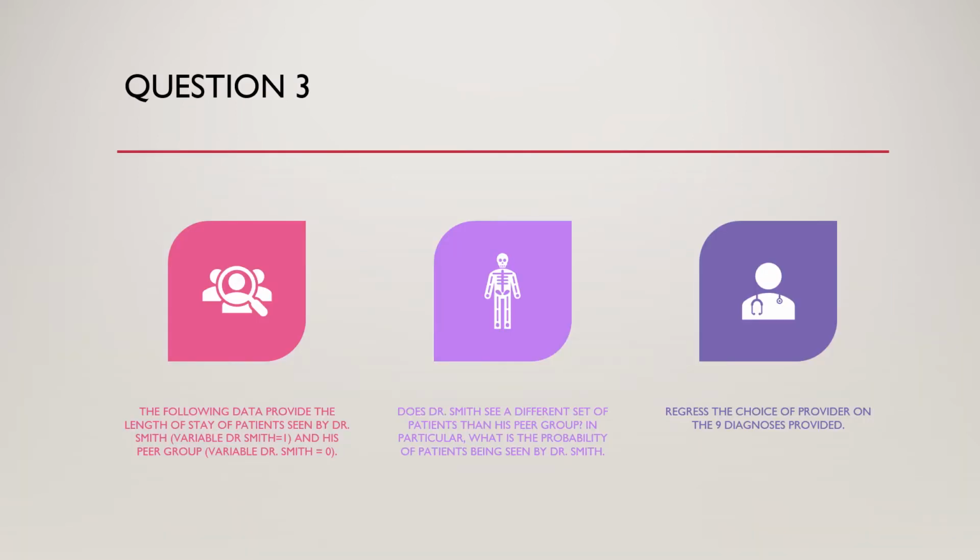This Teach 1 assignment focuses on Question 3 of the Week 2 assignments. For Question 3, we were asked to look at the following data and provide the length of stay of patients seen by Dr. Smith and his peer group. We were also asked, does Dr. Smith see a different set of patients than his peer group? In particular, what is the probability of patients being seen by Dr. Smith? And also, we need to regress the choice of provider on the 9 diagnoses provided.